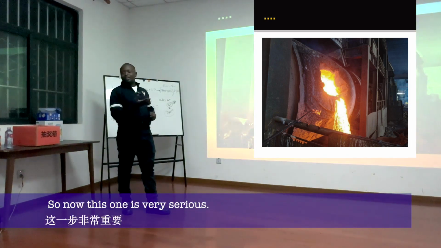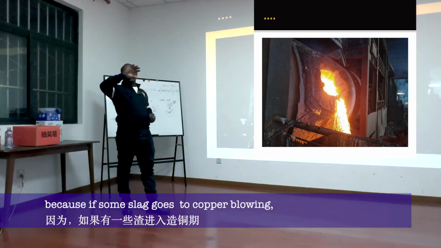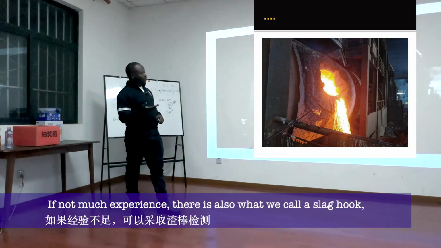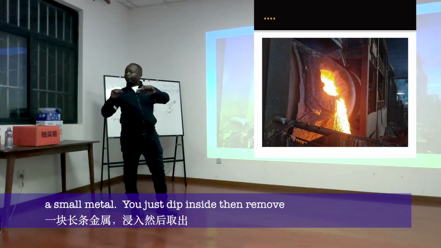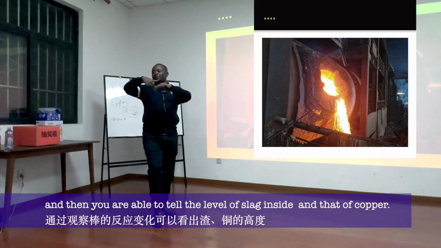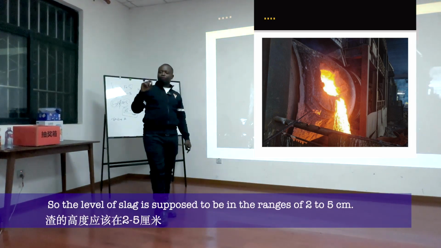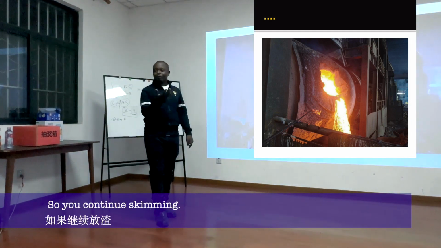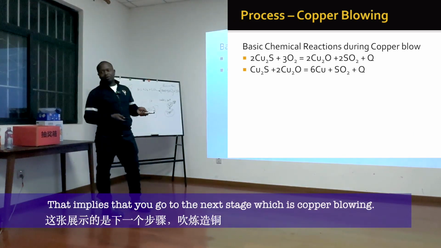So now this one is very serious. This time around you need to make sure that all slag is removed, because if some slag goes to copper blowing, that process I said forming can happen. If not much experience, there is also what we call a slag hook, like a small metal rod. You just dip inside, then remove, and then you are able to tell the level of slag inside and that of copper. So the level of slag is supposed to be in the ranges of 2 to 5 centimeters. If it's more than 5 centimeters, it means there's a lot of slag. So you continue skimming. Otherwise you go to the next stage, which is copper blowing.